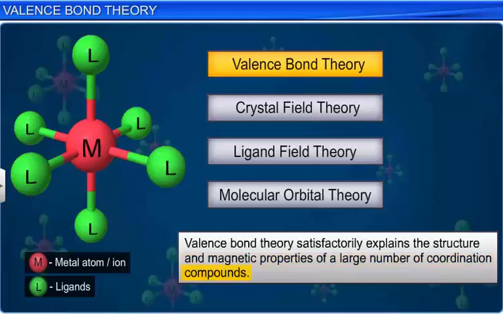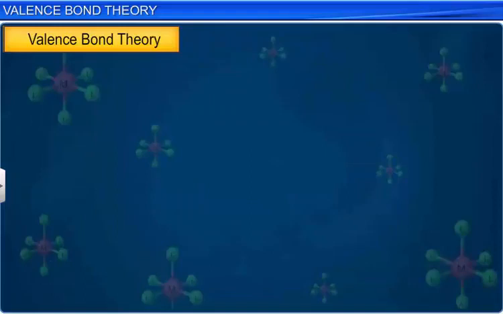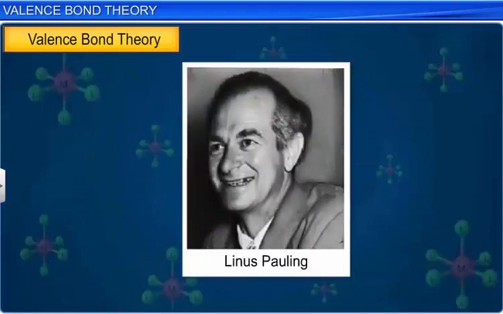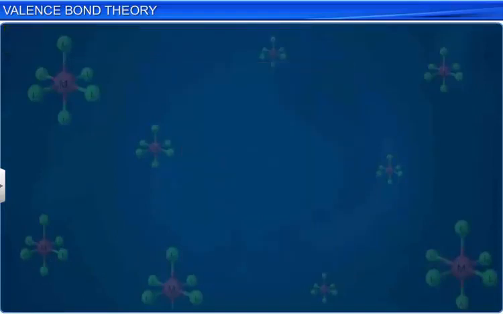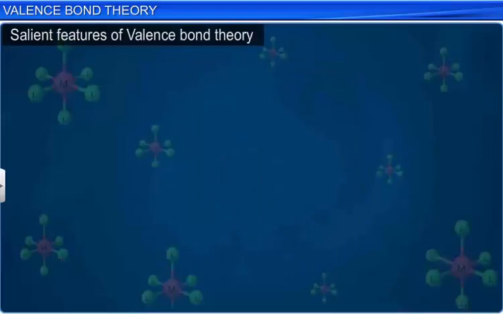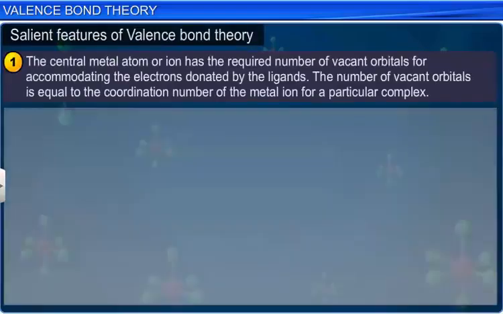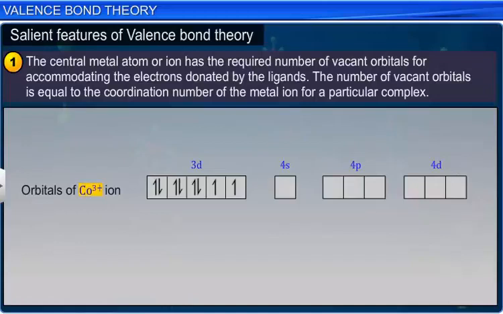The valence bond theory was proposed and developed by Linus Pauling. Here are some salient features of the theory. The central metal atom, or ion, has the required number of vacant orbitals for accommodating the electrons donated by the ligands. The number of vacant orbitals is equal to the coordination number of the metal ion for a particular complex.